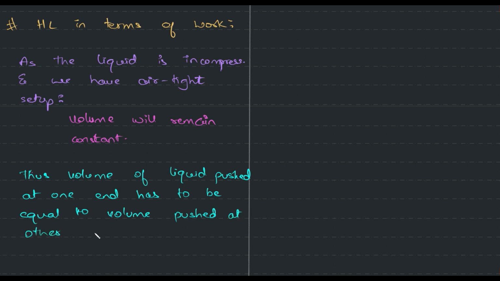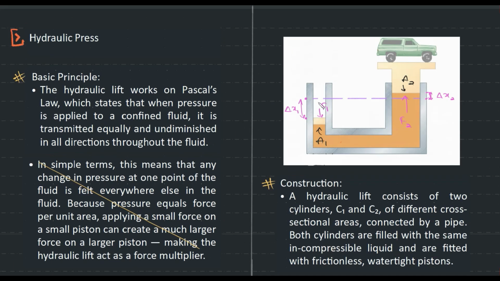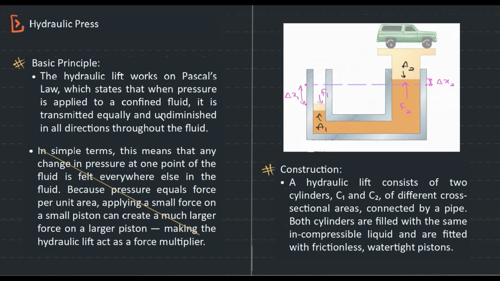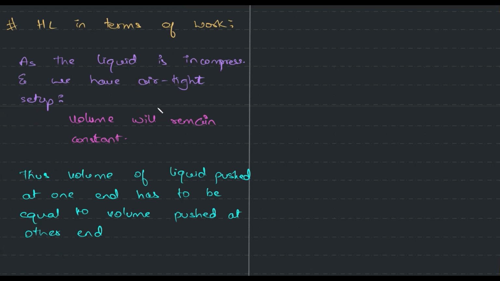Again, I'm writing the commonsensical stuff over here. The volume can't disappear, right? So if I push liquid at one end, here there was a liquid previously that got pushed over here into the cylinder, into the pipes. And obviously that same amount has to be lifted over here. If not, there's no if not actually. It has to be so. If not, there is a leakage. Yeah, that can be the if not.